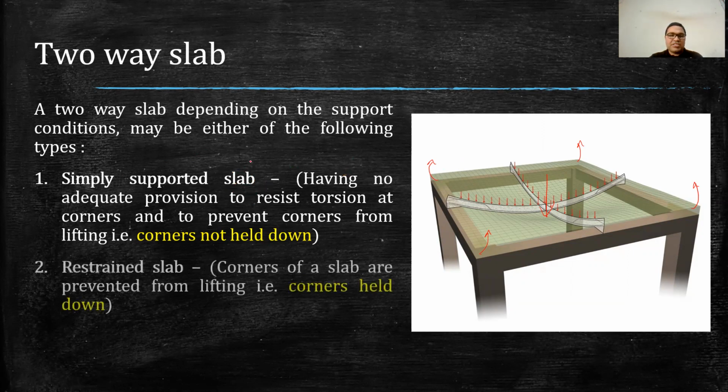Now talking about the restraint slab. Restraint slab is exactly opposite to it. It means if we stop the lifting of the corners of the slab against the load, then the slab becomes a restraint slab. In this case, we are actually restraining the corners of the slab. That kind of slab is known as the restraint slab. So in this case, corners are held down.